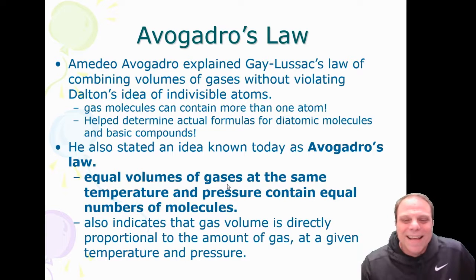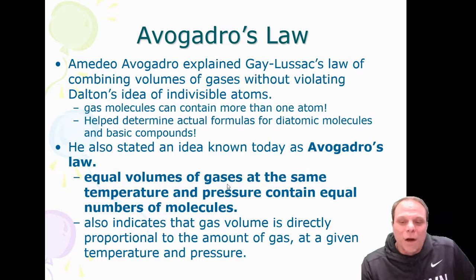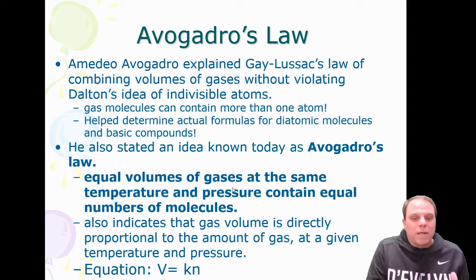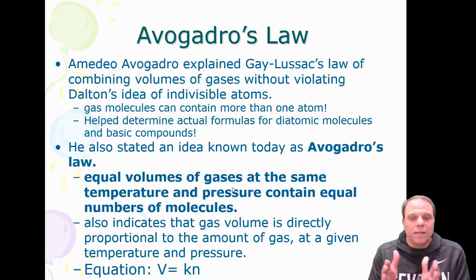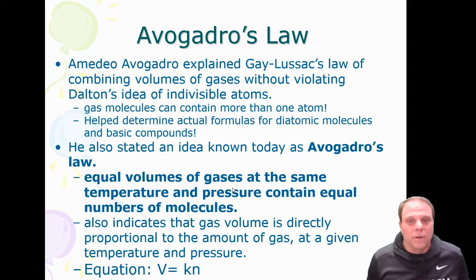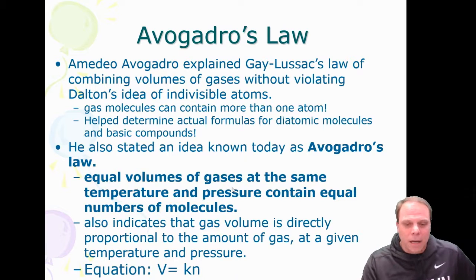All right. So this is indicating that gas volume is directly proportional to the amount of gas at a given temperature and pressure. Okay. The volume is proportional to the amount of gas, the number of particles. Now, the equation basically is that volume is proportional to particles, okay? So that's a direct proportionality.